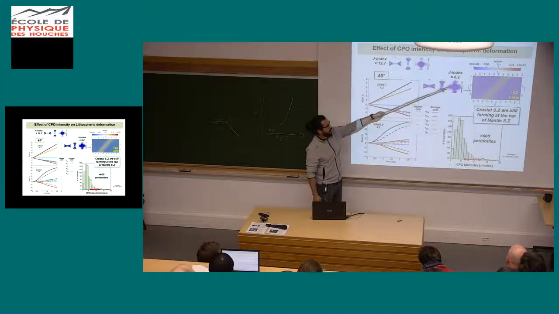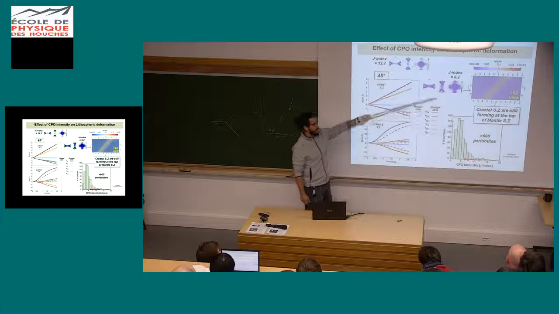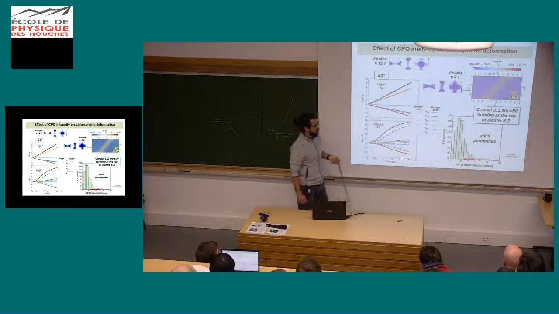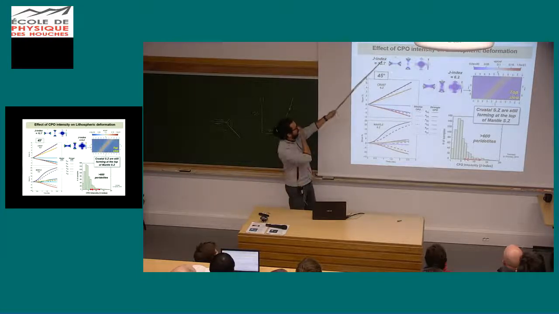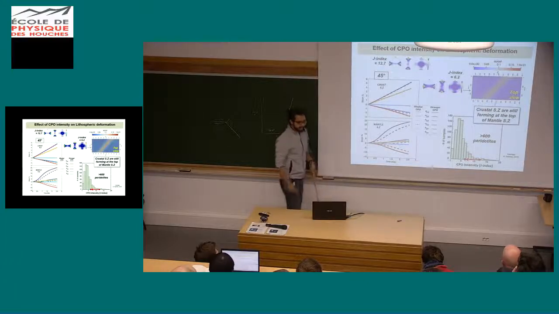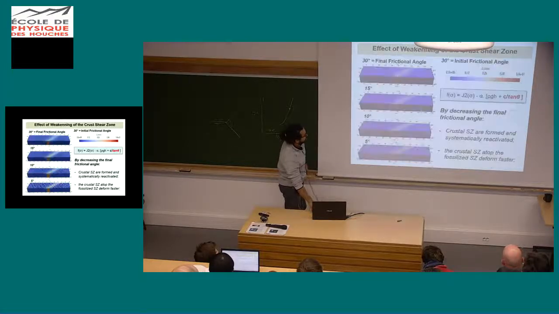Here I show plasticity in percentage, basically to show that crustal shear zones are still being formed at the top of the mantle shear zone, even when I decrease the fabric intensity two times. So it's still quite an efficient strain localization mechanism.